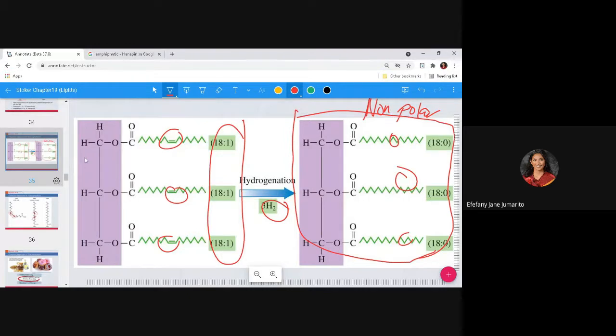Whereas, okay, take note, I will question you later. Whereas your phospholipids are what? Polar, ma'am. Okay. Actually, it's amphipathic, but because it has a polar region, it is considered as polar. So your phospholipid is amphipathic. But when asked to classify if it is polar or non-polar, it belongs to the polar molecule. Your phospholipid is polar, while your triacylglycerol is non-polar.